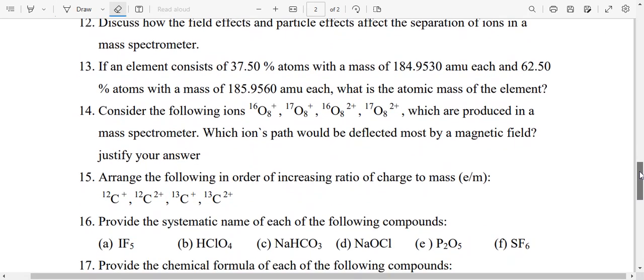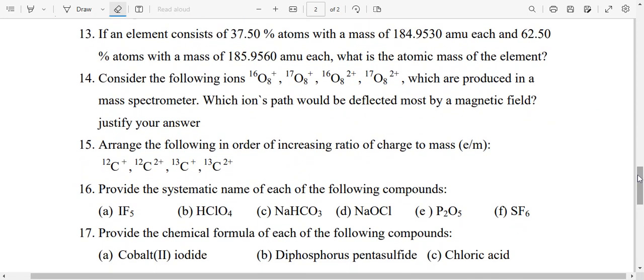Let's consider question number 13. If an element consists of 37.5% atoms with a mass of 184.953 atomic mass units each, and 62.5% atoms with a mass of 185.9560 atomic mass units, what is the atomic mass of the element?